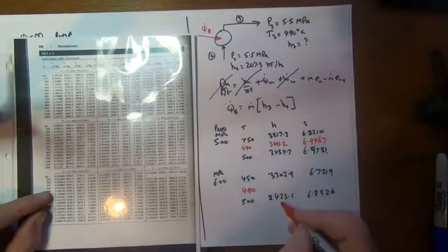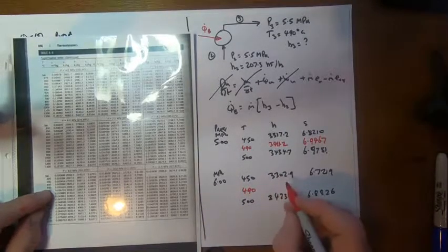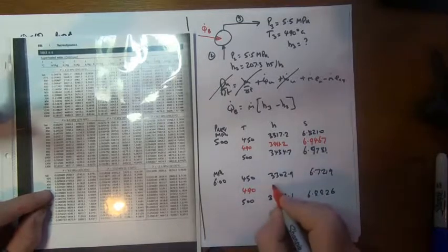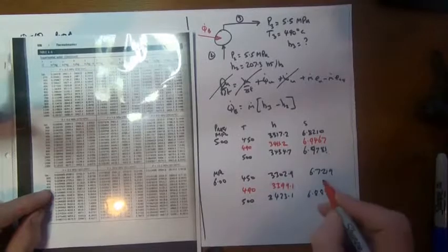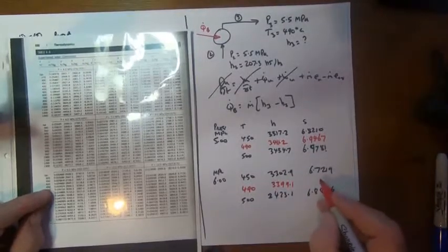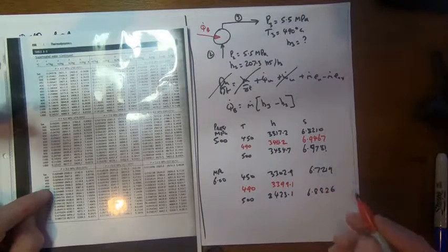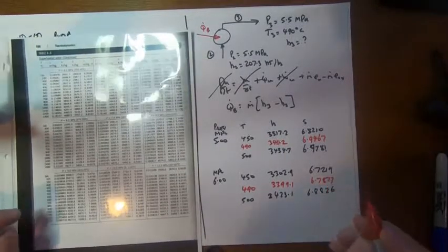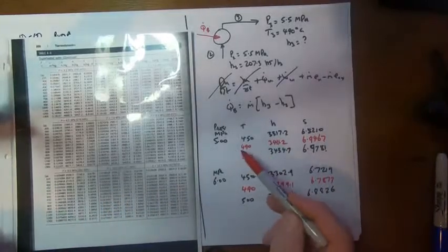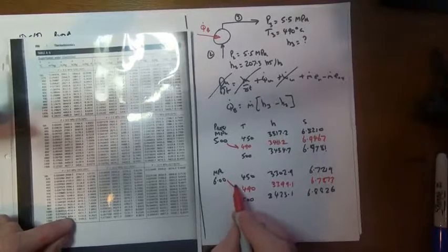Again, 4/5 of the difference of these two will give me 3399.1. And 4/5 of this distance here gives me 6.7873. So now I have the data at 490 for 5 megapascals and the data at 6 megapascals at 490.